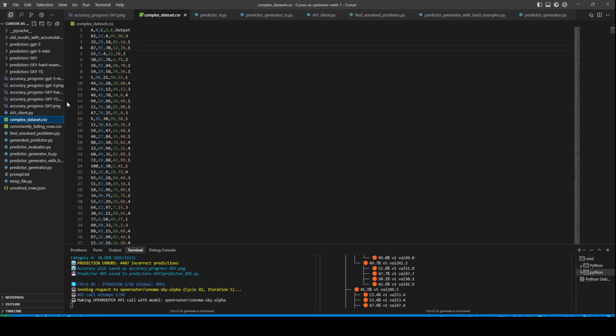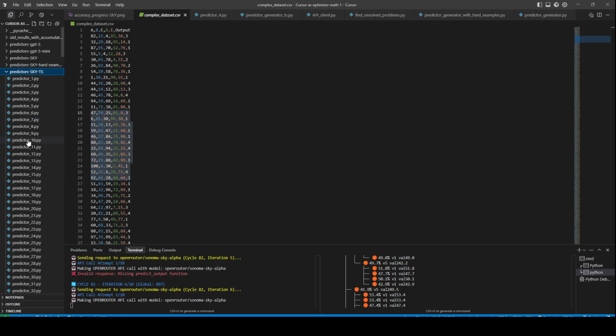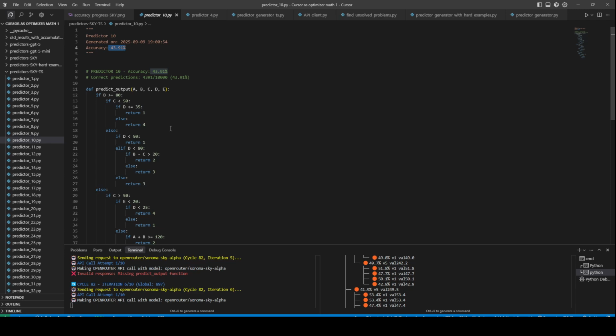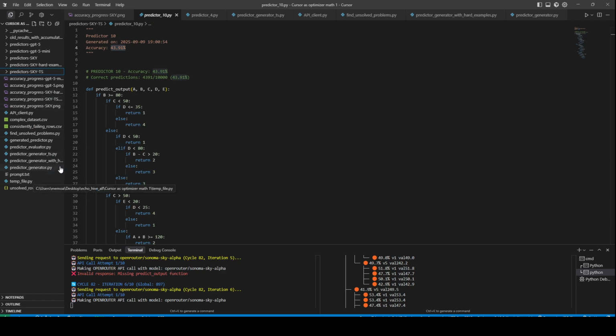And the purpose of the system is to allow the large language model to explore this data set and create predictor functions such as these that accurately predict the output, the categorization of each row. This particular solution, the 10th solution here by the tree search, achieved 44%. So that's the idea.